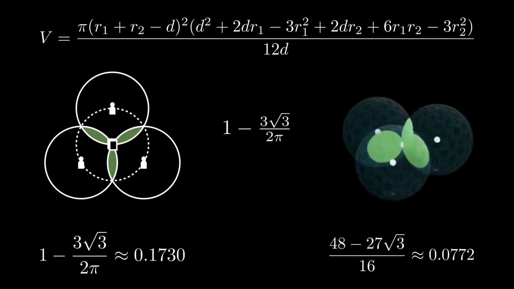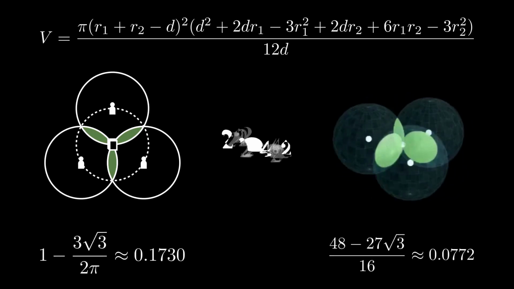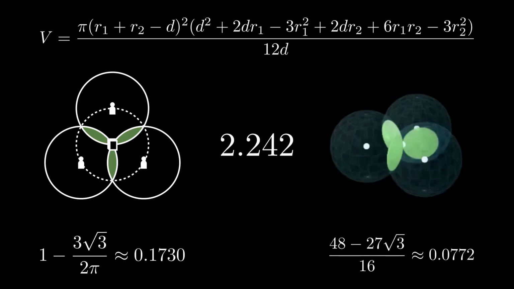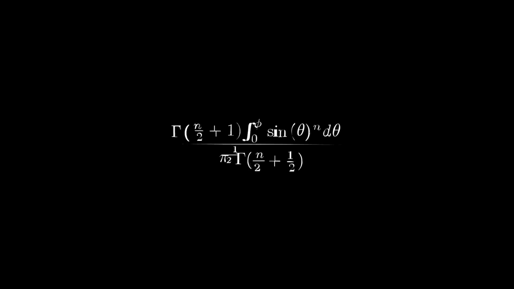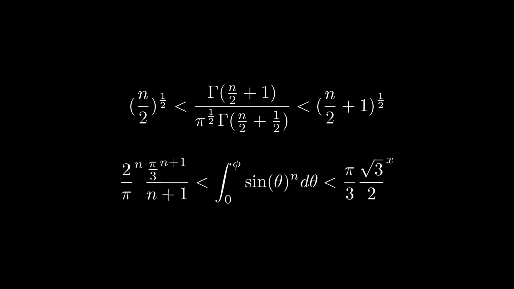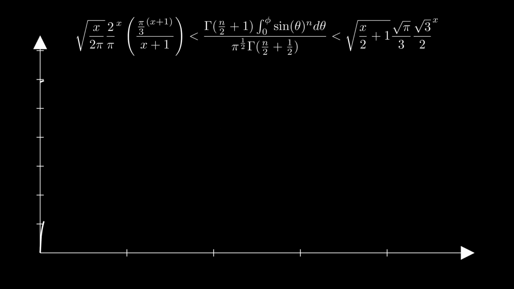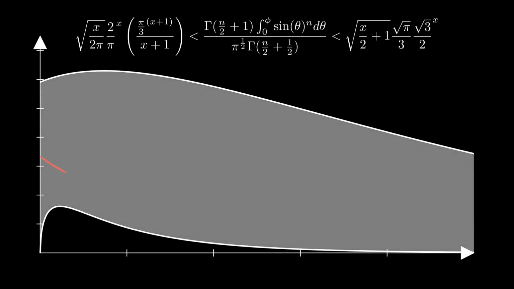Calculating this, we can see that the ratio is over twice as large in 2 dimensions than in 3. Using the formula for the volume of a sphere and spherical cap in n dimensions, we can extend this trend to an arbitrary dimension, which gives us a constantly decreasing function. This, however, does not explain the hump we see in the data.